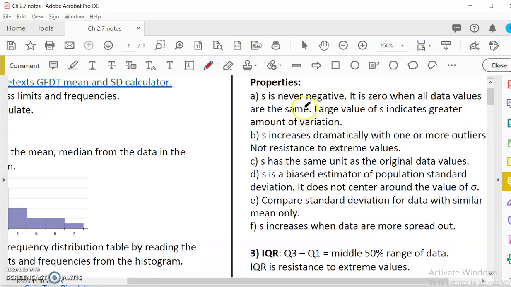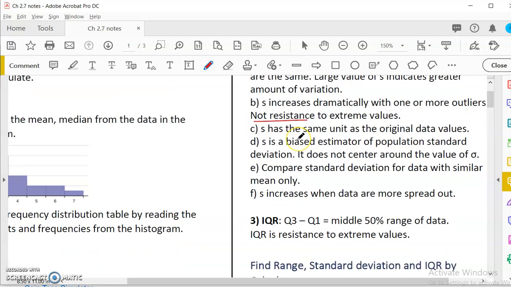B is the fact that S is not resistant. That means if there is an extreme value, one or more outliers, then S increases dramatically, substantially, just like the mean. The third one is that S has the same unit as the original data. After you subtract the mean from each data value, square it, and then take the square root, the unit is the same. So if you're measuring money, standard deviation is also money. If you're measuring something like commute time, in minutes, then S is also in minutes.